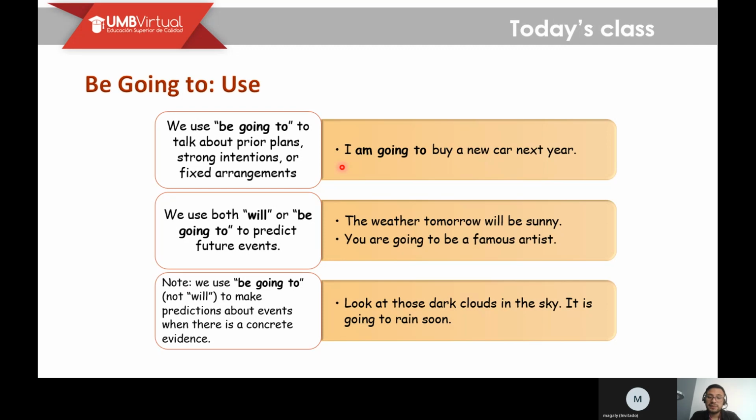We use both will and be going to predict future events. Se pueden predecir eventos with both. The weather tomorrow will be sunny, or you are going to be a famous artist. We use be going to, not will, to make predictions about events when there is concrete evidence. For example, look at those dark clouds in the sky. It's going to rain soon. We have this evidence that something is going to happen soon, and you use be going to.